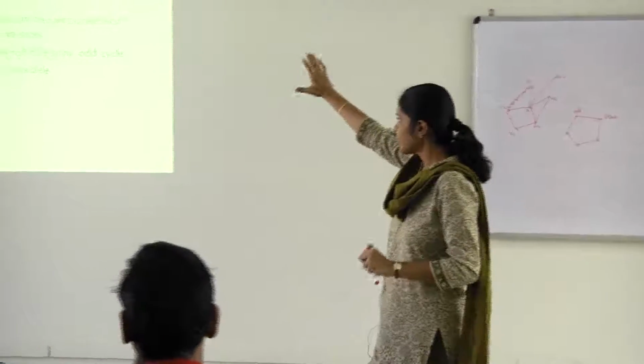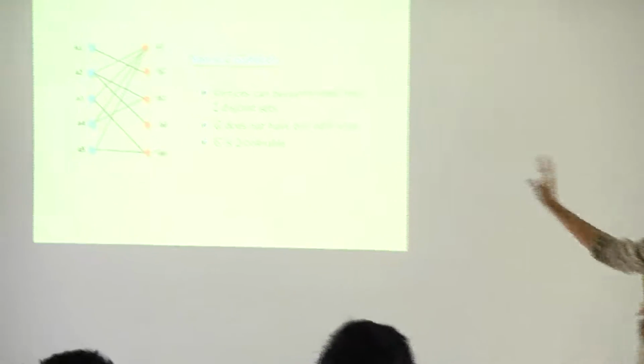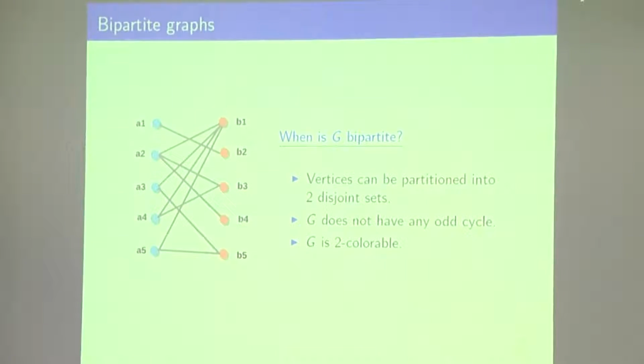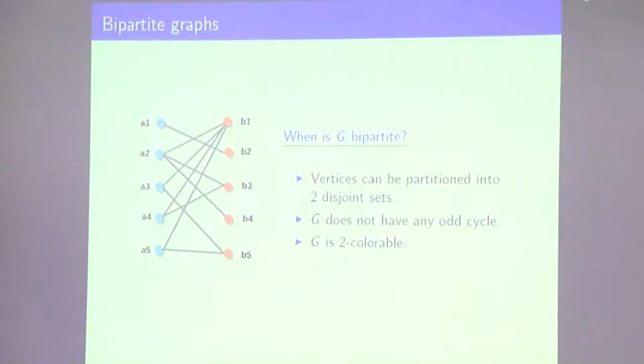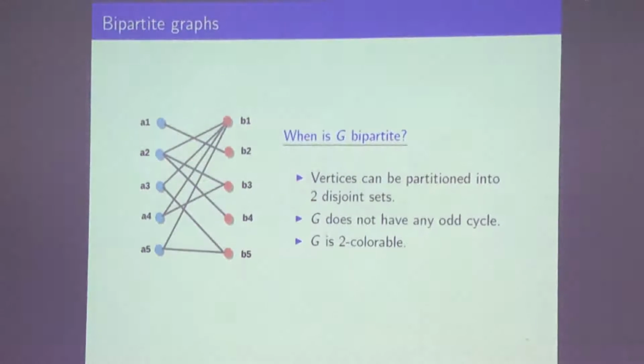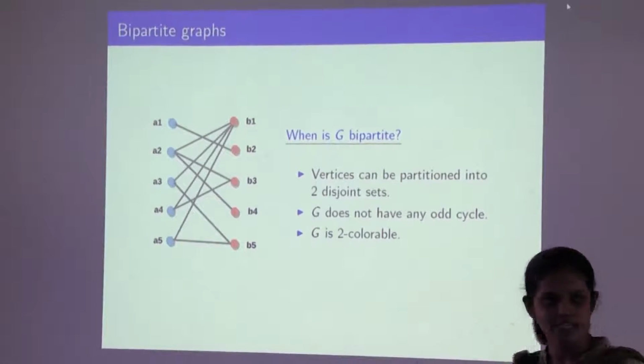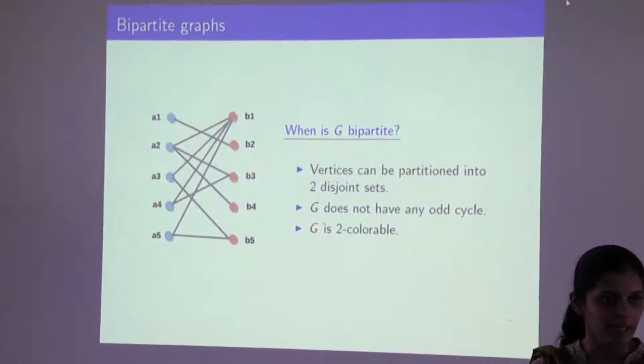If you do not have an odd cycle, it is guaranteed to be bipartite. If it is bipartite, it doesn't have an odd cycle. If it is 2 colorable, it is bipartite. So these are all equivalent ways to say when a graph is bipartite. So we are going to deal with only such graphs now. We are going to talk about bipartite graphs.